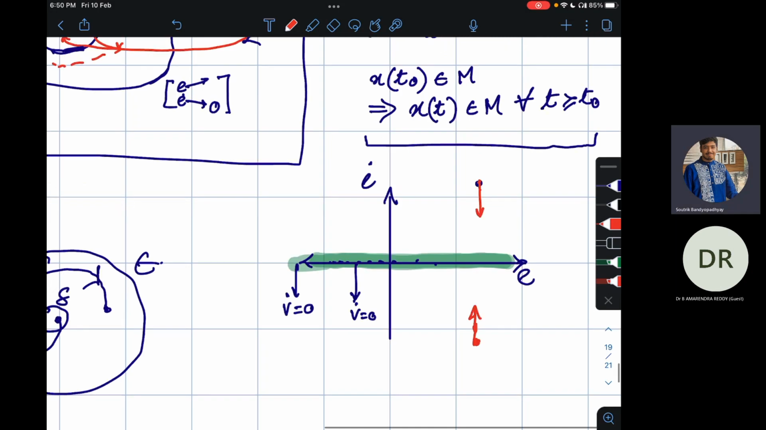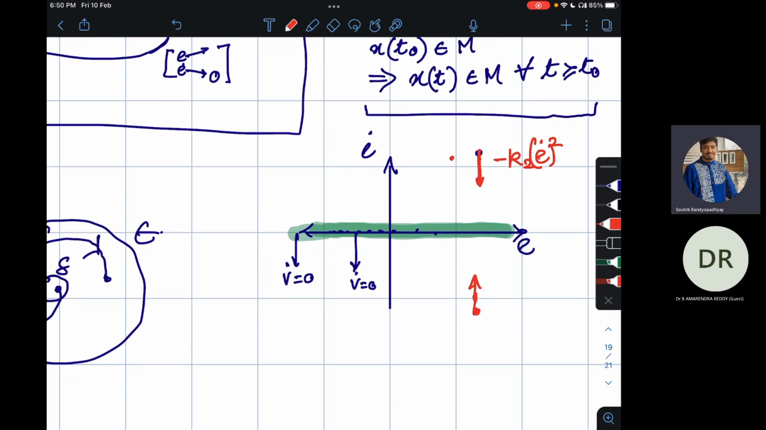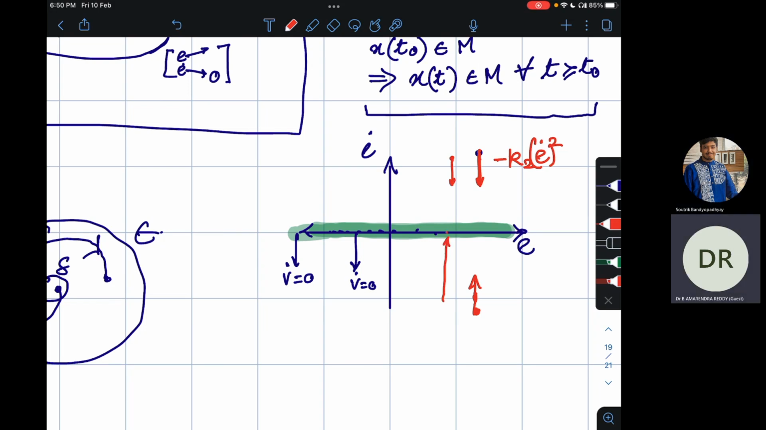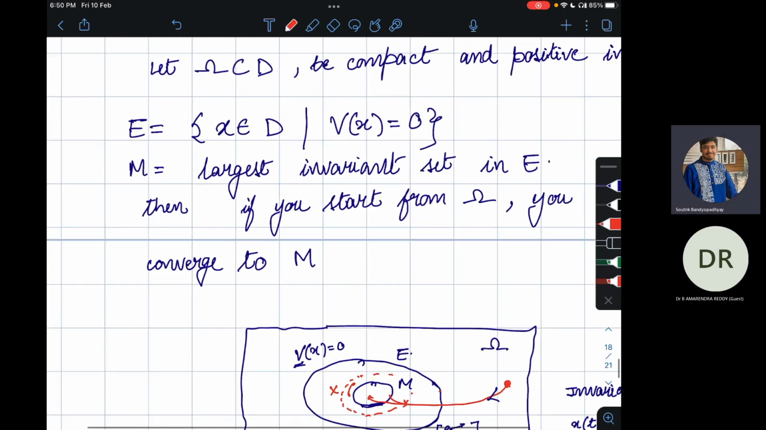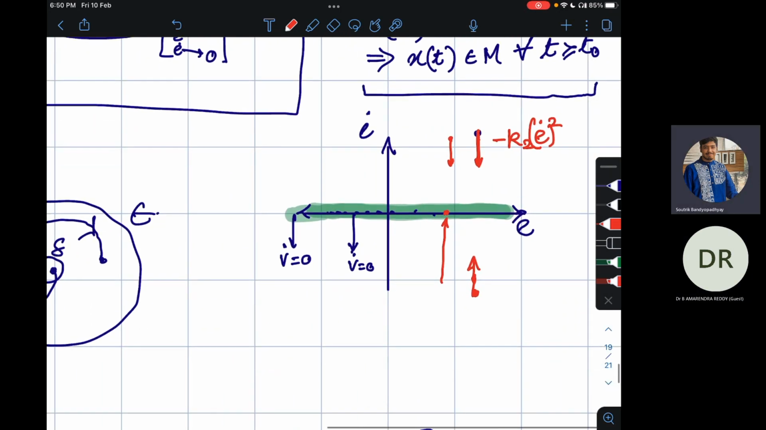If you start anywhere, there is a force, let's say, which is minus k2 into E dot squared, applying over here. So anywhere we are starting, we are trying to go down to this line. This is the Lyapunov function, sir. K2 into E dot square means. Exactly, V dot was minus k2 into E dot square, right? So this was the derivative of the Lyapunov function. Now, as you decrease the Lyapunov function, the state moves. So if you move the state, the Lyapunov function is decreasing. The state has a tendency to go down wherever you are outside this line. It has the tendency to move towards this line.